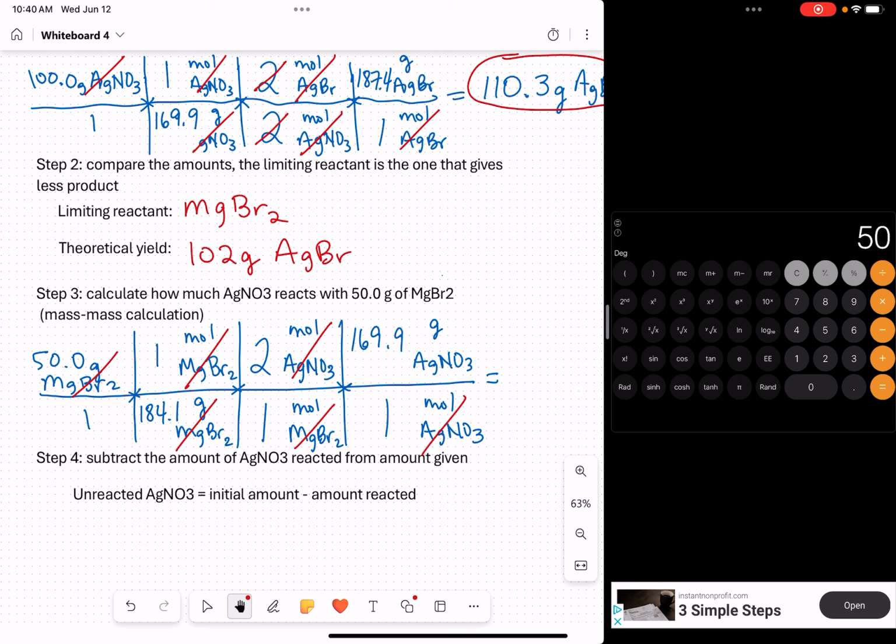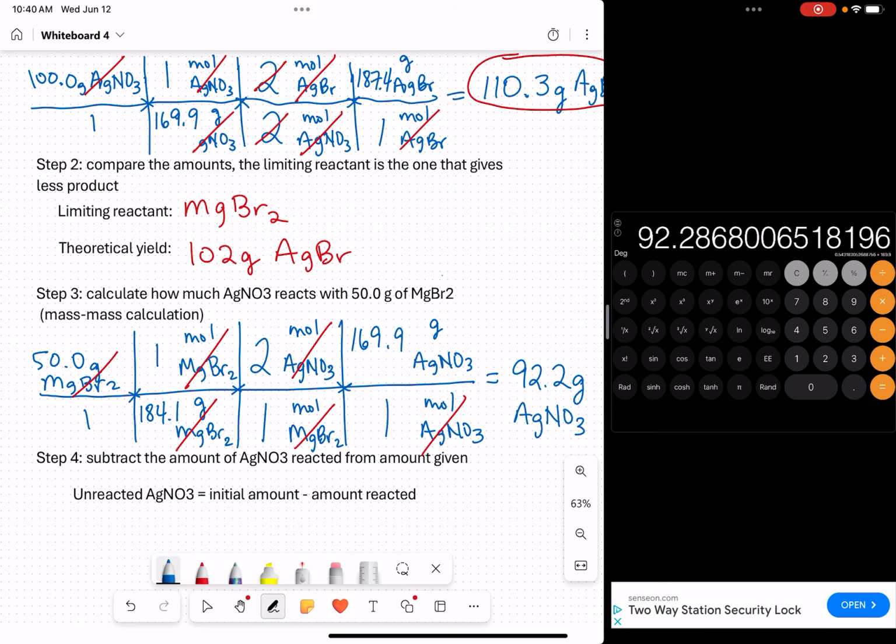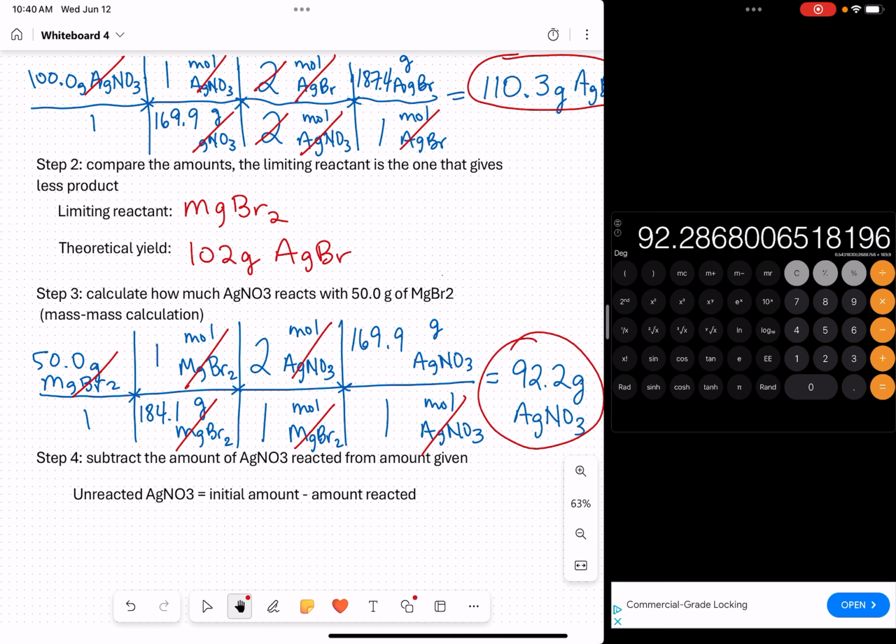Starting with 50 grams, dividing by 184.1, that gives me moles of magnesium bromide. Multiplying by 2 converts that to moles of silver nitrate. And multiplying by 169.9, that gives me 92.2 grams of silver nitrate that react. So that amount is how much silver nitrate actually reacts when you only have 50 grams of magnesium bromide.